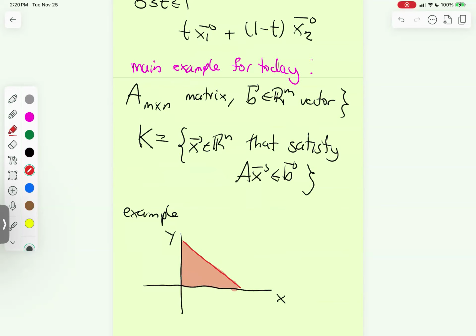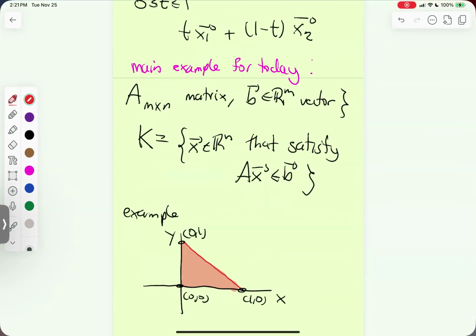So this triangle is a convex set of R2 and is defined by three inequalities. If you think of, let's say, that this is a triangle, the vertices are (0,0), (1,0), (0,1). So one of the edges is x plus y equals 1.